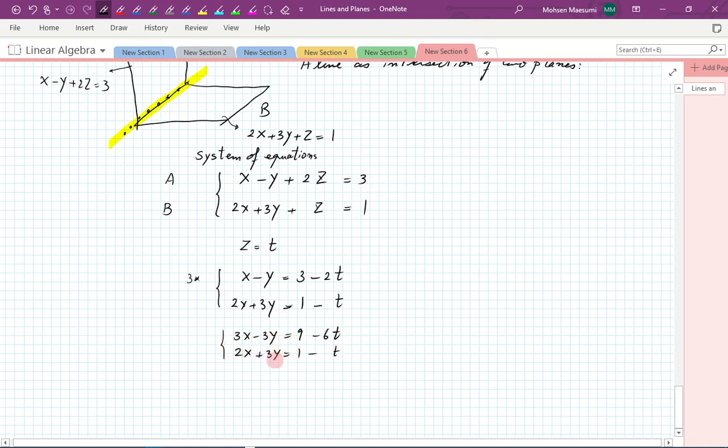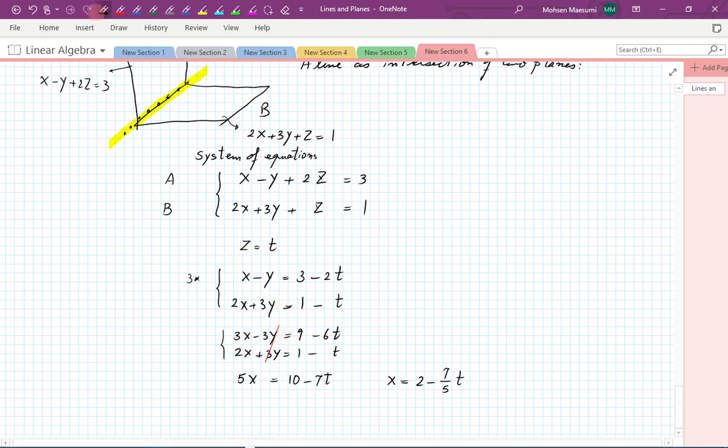When you add them together, the magic is that the y's cancel out. That's why we did this. The y's cancel out, and you get 5x is equal to 10 minus 7t. So we can say x is equal to 2 minus 7/5 of t. Now you can take your x here and plug it back in either of these equations and get your y if you want. Or you can go back here and repeat the process for elimination.